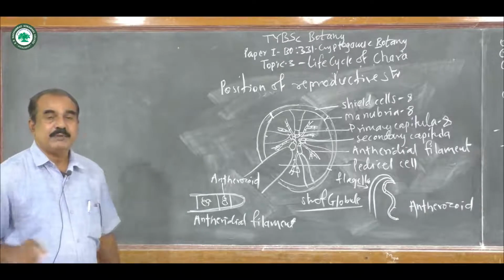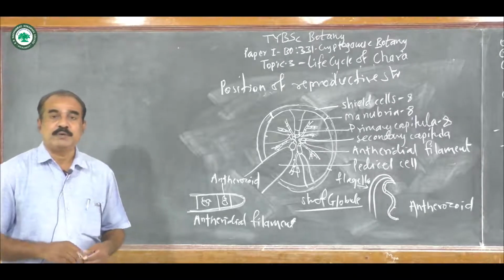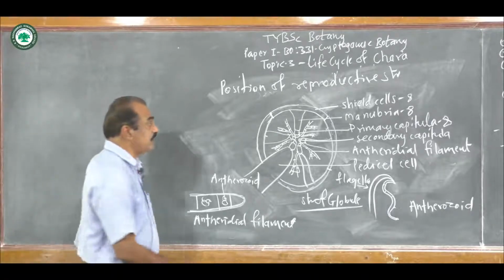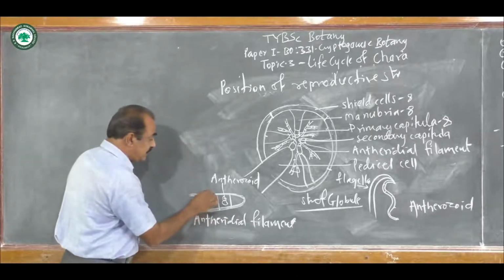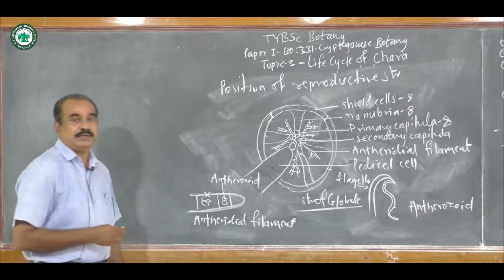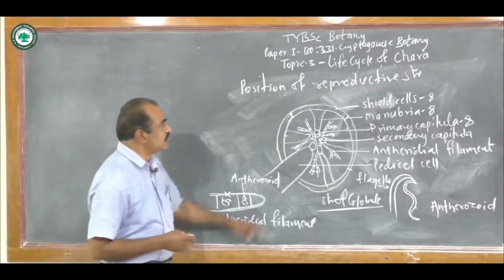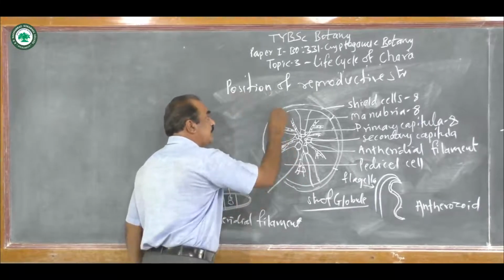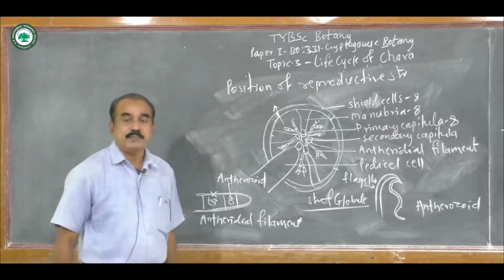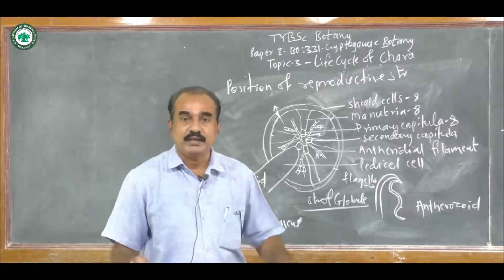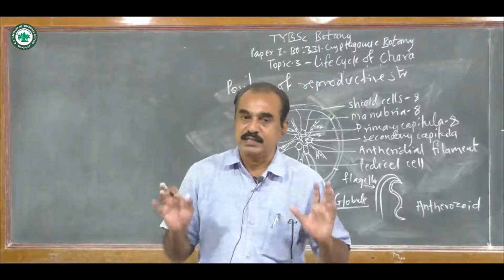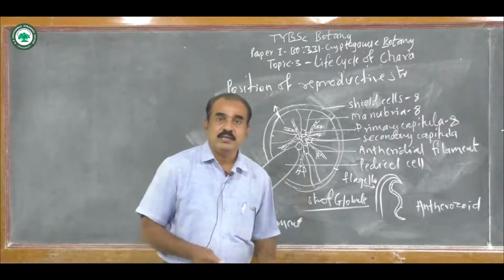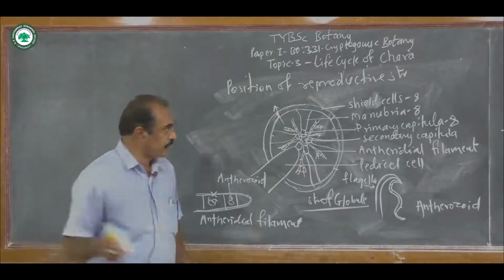Now when the antheridia become mature, when the antherozoids become mature, they gelatinize the wall. That means they gelatinize the wall of the antheridial filament. And a small slit is formed in between the shield cells, and all of these antherozoids come out into the water and freely swim in the water with the help of the anteriorly inserted flagella. So this is about the liberation of the antherozoids.